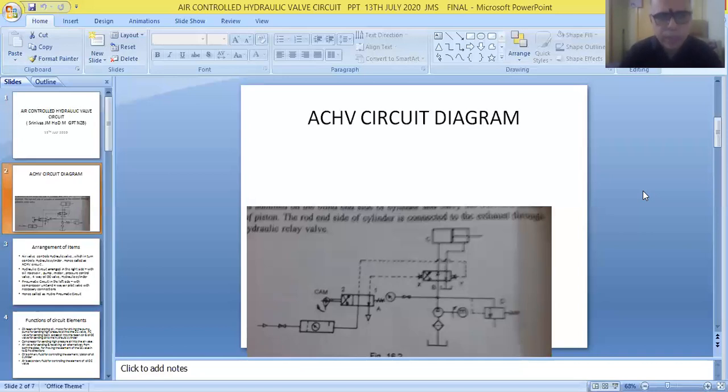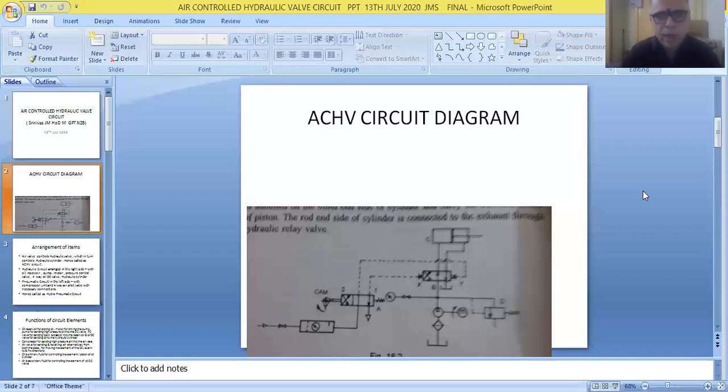So friends, this is the arrangement of one of the hydro-pneumatic circuits. It is called an air-controlled hydraulic valve circuit. Also, it can be referred to as an air-controlled hydraulic circuit. That means here the hydraulic circuit is arranged on the right hand side of the diagram, and the pneumatic circuit is arranged on the left hand side of the diagram. Both the circuits put together, that's why it is called a hydro-pneumatic circuit.